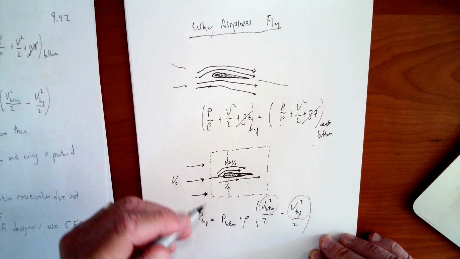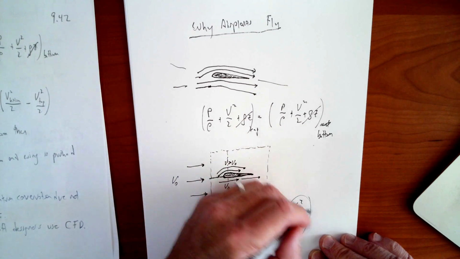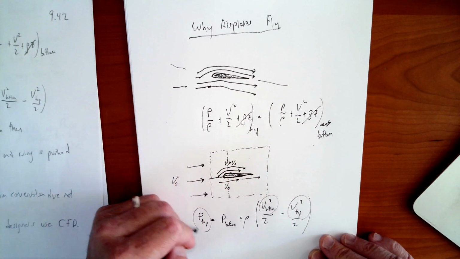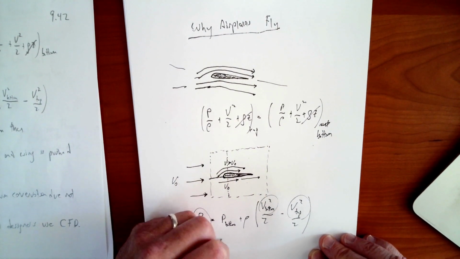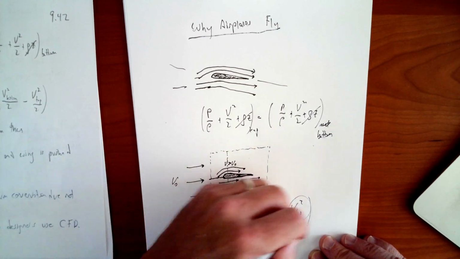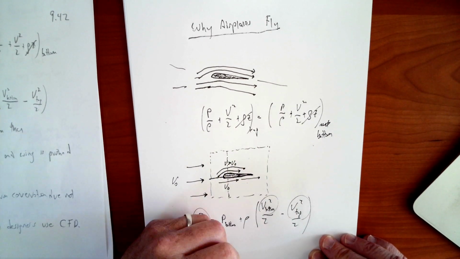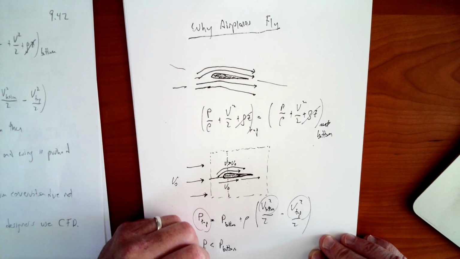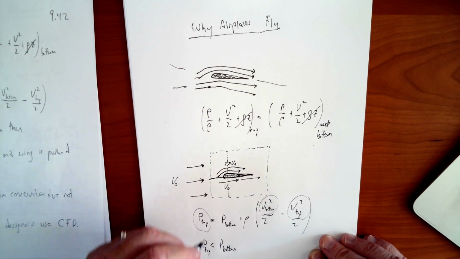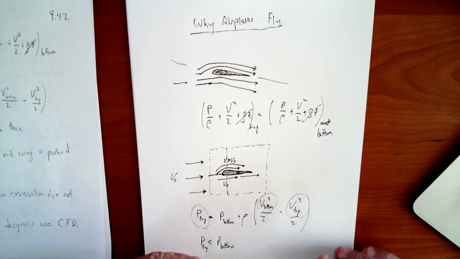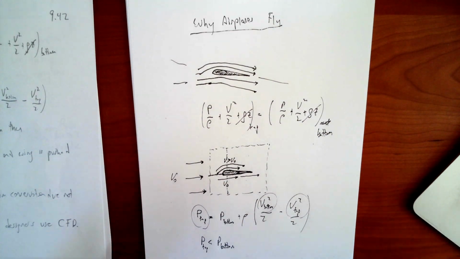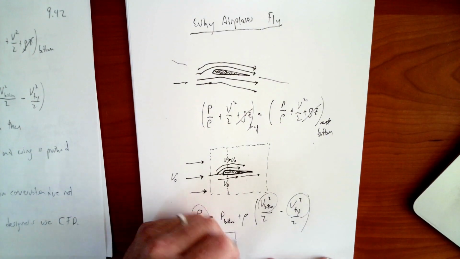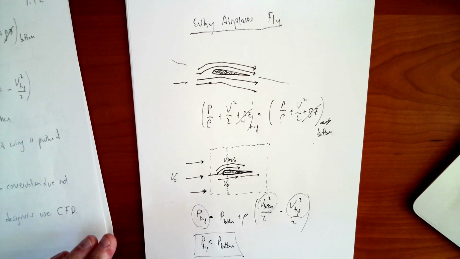So if V top is larger, that's going to cause a subtraction term here. So P top is going to be slightly less than P bottom. It's going to be less by that rho times the difference in velocity squared over 2. And if the pressure at the top is less than the pressure at the bottom, that means there's going to be a pressure force pushing the wing upward. And that is the Bernoulli effect that helps explain lift.